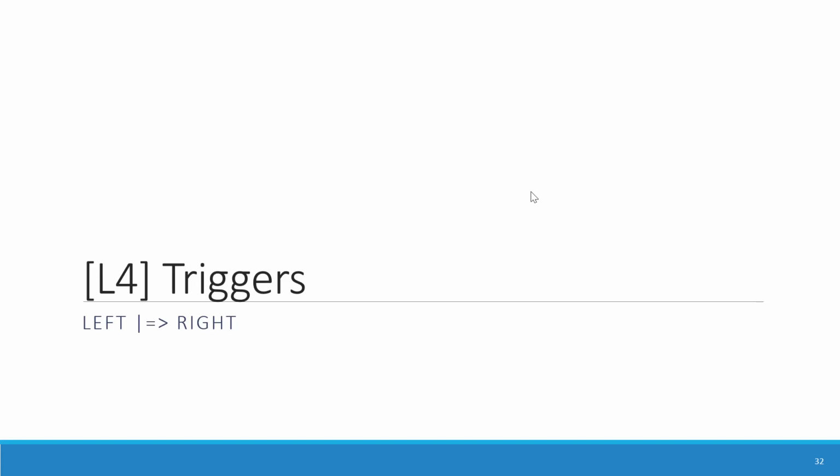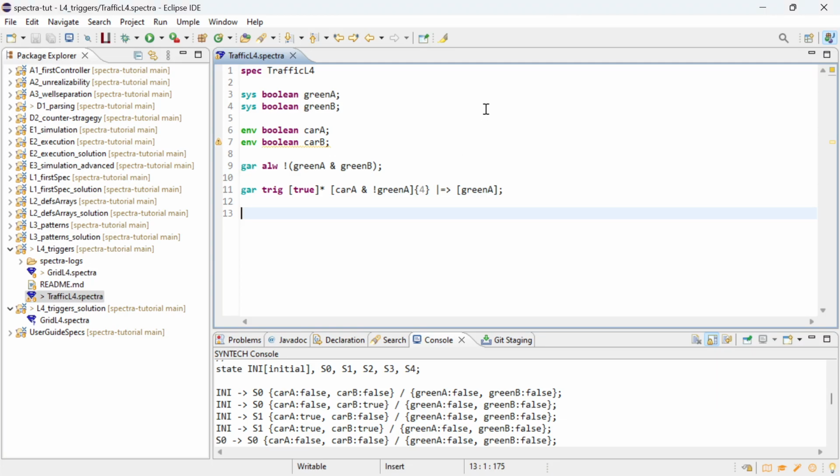So welcome to this section on triggers. We're going to have a look at what triggers are and how to write them. So we start right away with an example in the context of our traffic example where we had the two green lights that we are controlling and two cars that are coming from the environment. So we have basically sensors where there's a car and we can give green lights on both lanes. And the lanes should never have the green lights together because otherwise that's a crash.